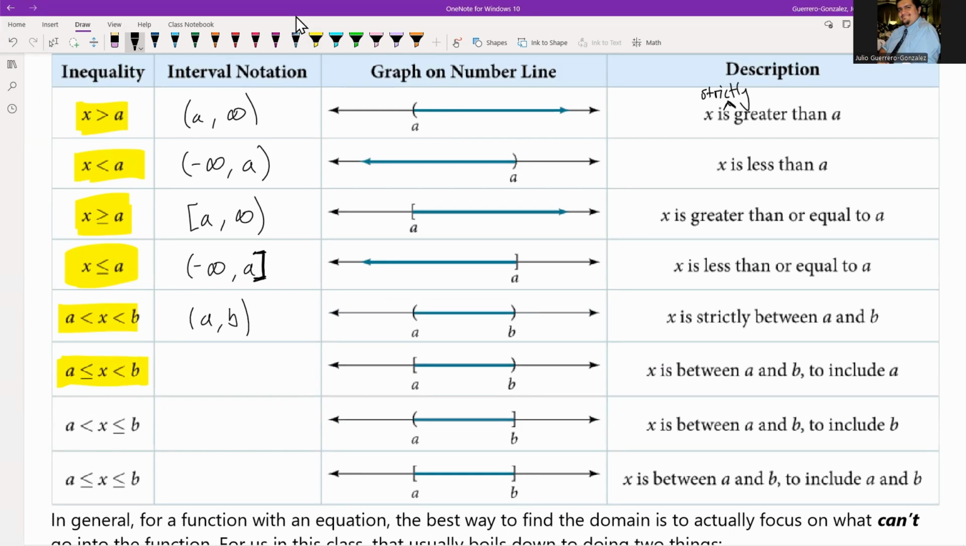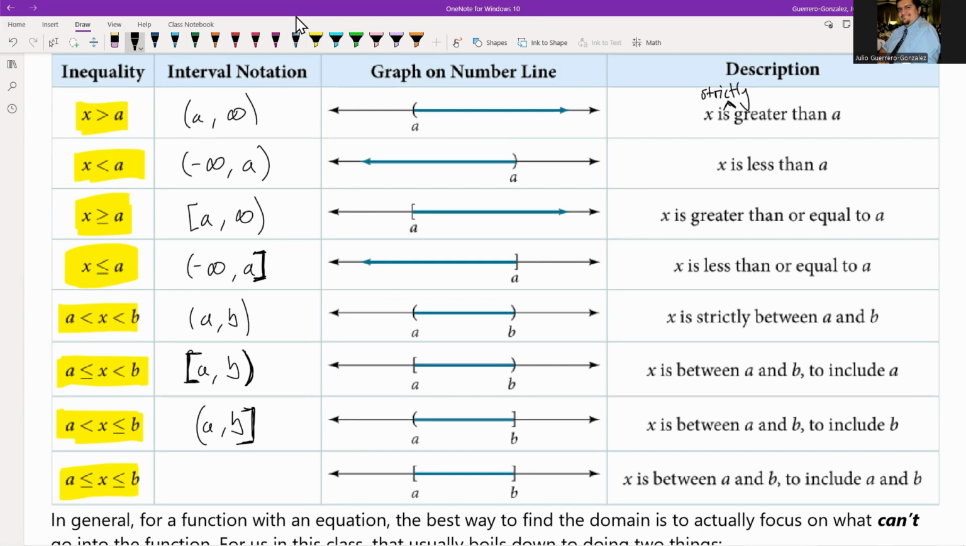Next one down. Suppose we want from A to B, but we do want to include A, but don't want to include B. Got it? Easy enough, right? So I want A, but I don't want B. Since I don't want B and I do want A, bam, done. Let's take the last two, vice versa. Let's say I don't want A, but I want B. A to B. I don't want A, but I do want B.